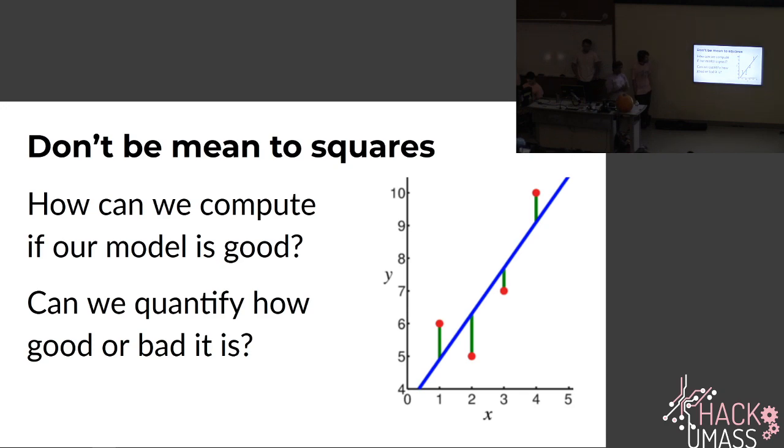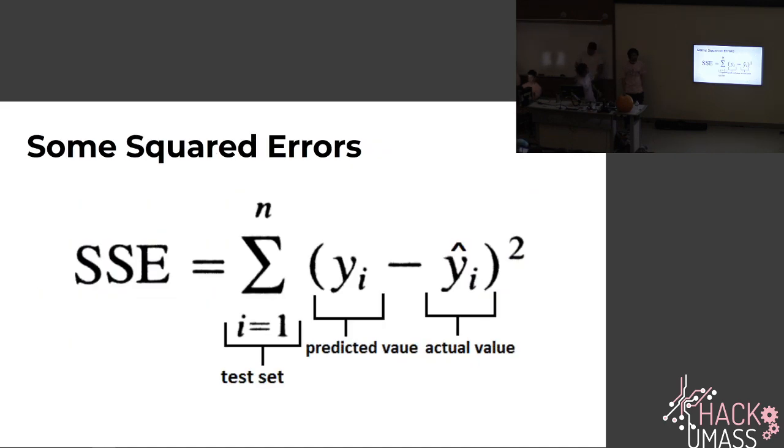And what you want to do is make sure that all those distances are as small as possible. So your line is as close to the points as it can be. And as he said, we square it and we take the average. You may have noticed in the title I said don't be mean to squares, and that's because this metric of goodness is called mean squared error. So we're going to talk about it next.